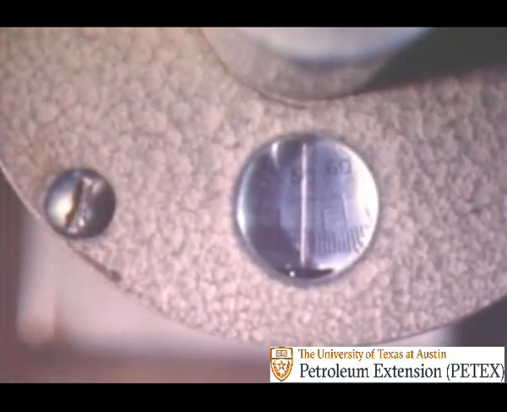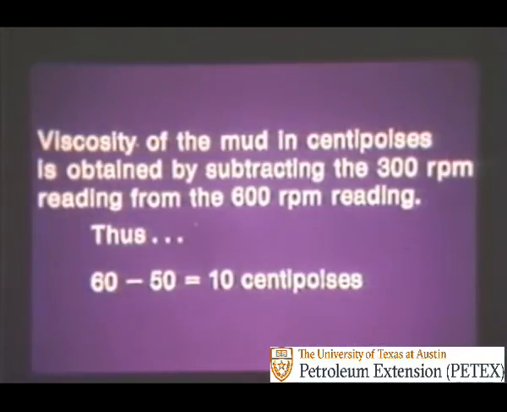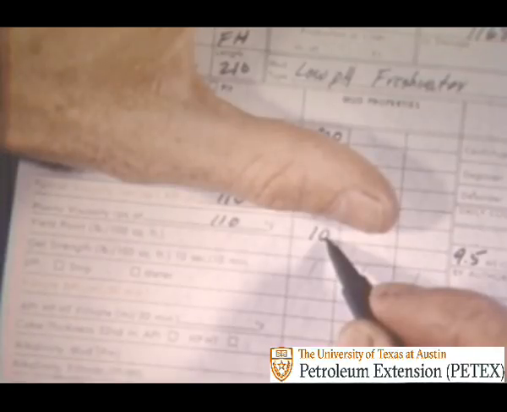Again, wait for the dial reading to come to a steady value. In this example, it reads 50. The plastic viscosity of the mud in centipoises is obtained by subtracting the 300 RPM reading from the 600 RPM reading. So in this instance, 60 minus 50 equals 10 centipoises. The plastic viscosity of 10 centipoises, CPS, is recorded on the form.